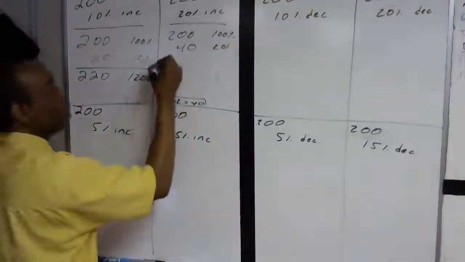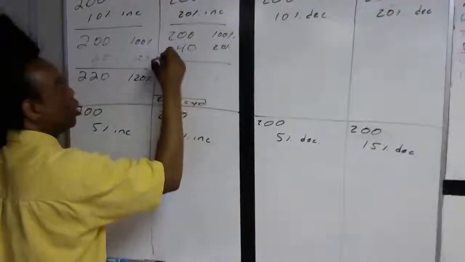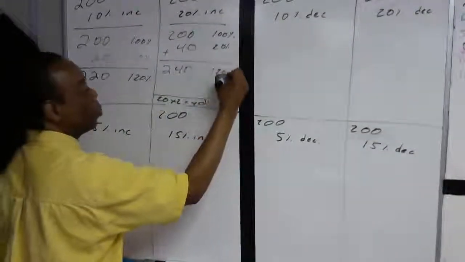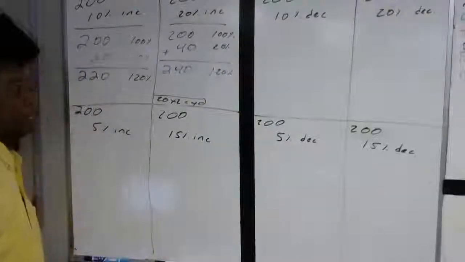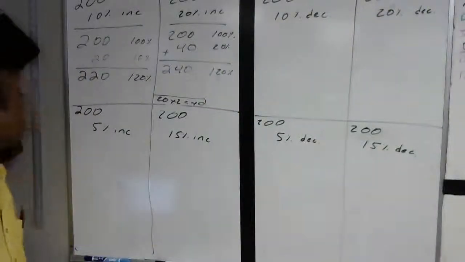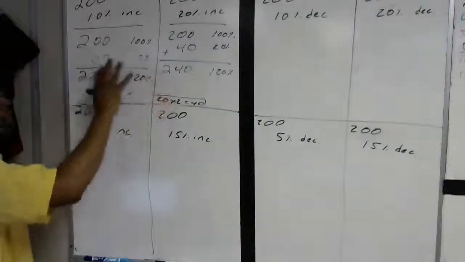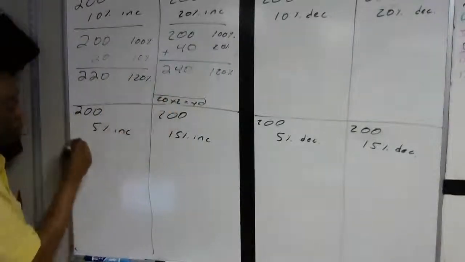All right, now let's put those together. And we get 240. That represents 120%, which is a 20% increase. All right, let's do the 5%. Again, once you know the 10%, you can figure out the others.